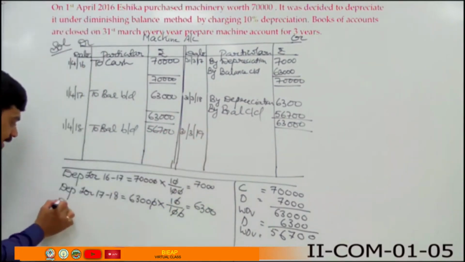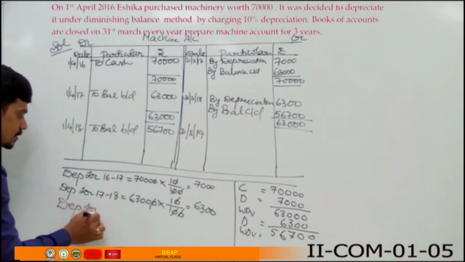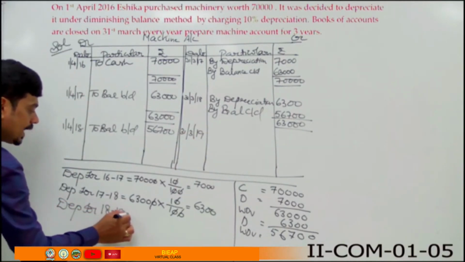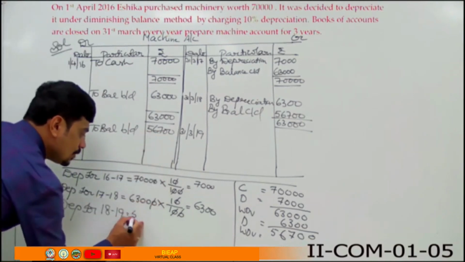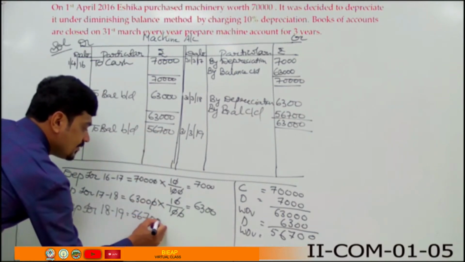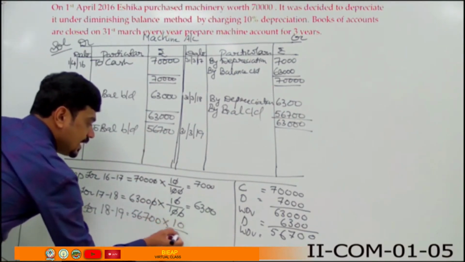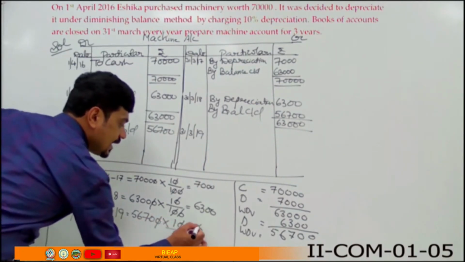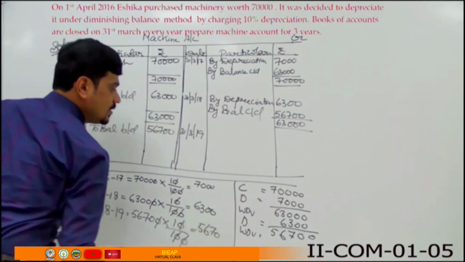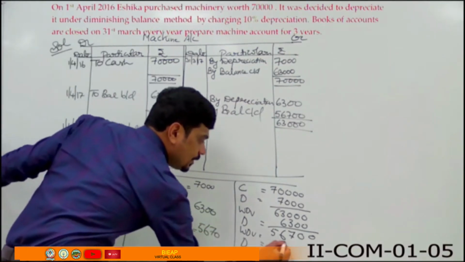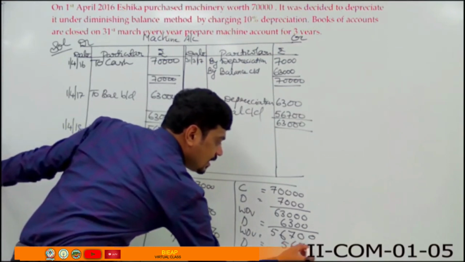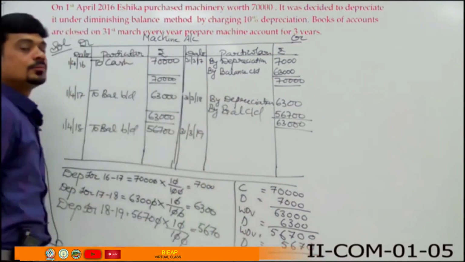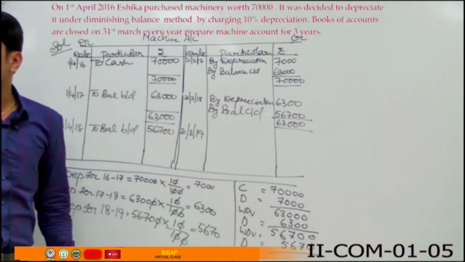31/3/2019. So again I'll calculate depreciation. 3 years. 18 to 19. What is the written down value? 56,700. 10%. 0, 0, 0, 0 cancelled. 5,670. So subtract depreciation. 5,670. Please maintain the dignity of decimals.